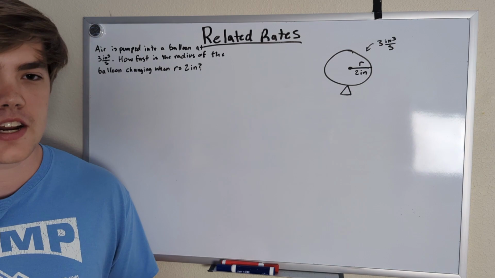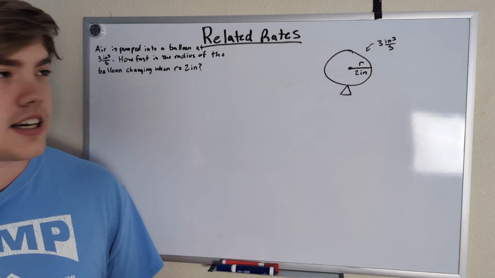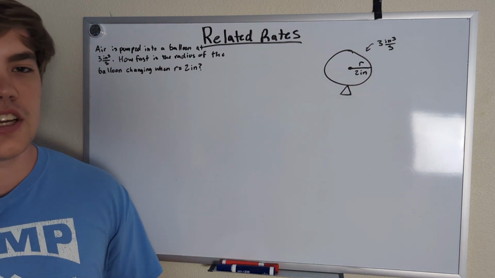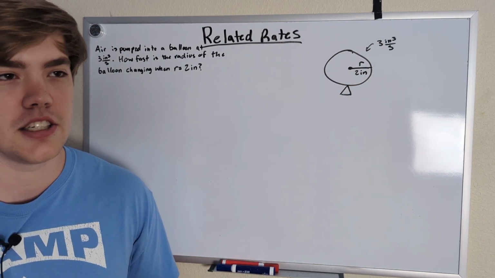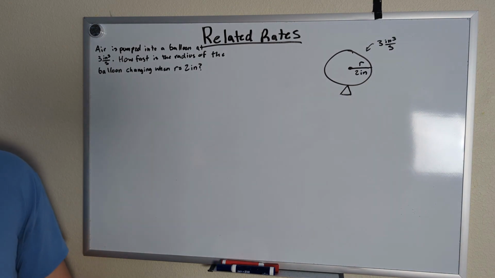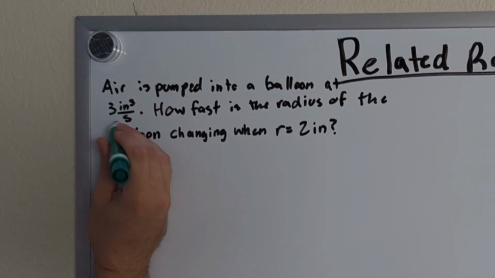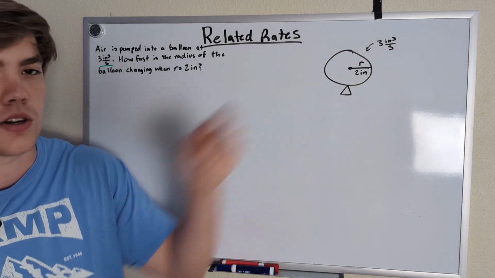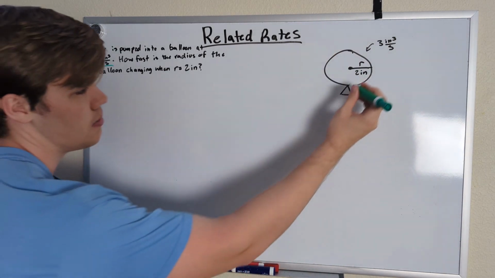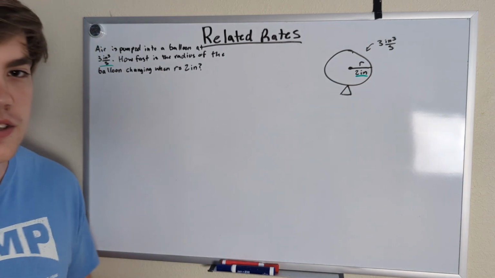We want to find out how fast the radius of this balloon is increasing when the radius is equal to 2 inches. Now we have a couple key pieces of information here that we need to identify. First of all, the volume of this balloon is increasing at 3 inches cubed per second. That will come very handy later on, and I even wrote it over here. Second, we need to know how fast the balloon is expanding when the radius of said balloon is 2 inches.